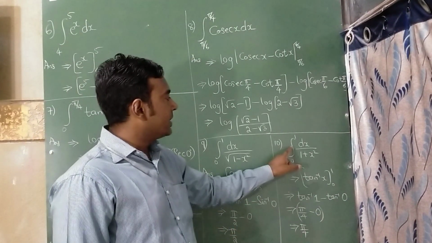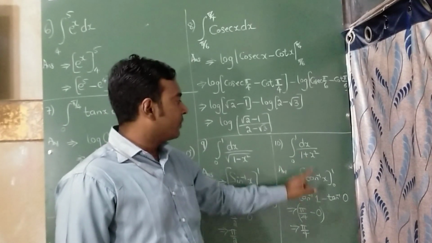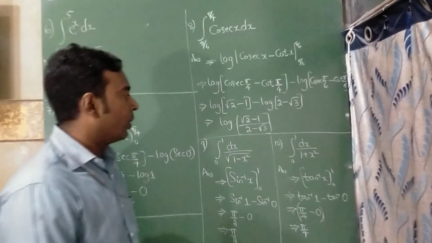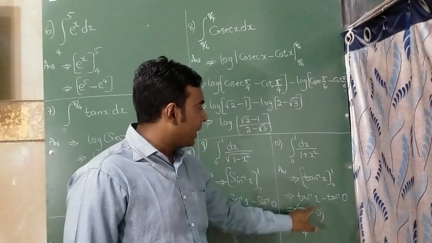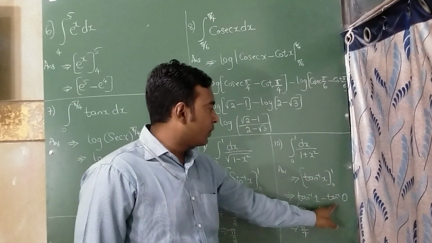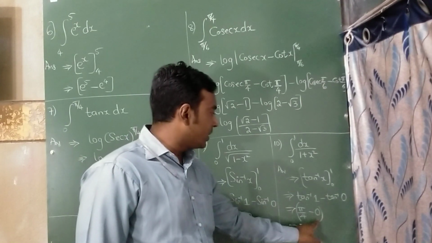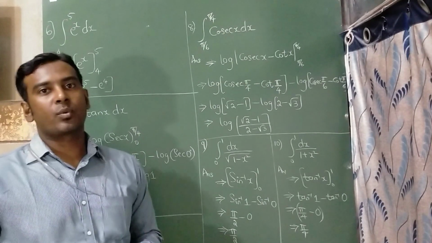Okay. Now 10th question is integration of dx upon 1 plus x square. So integration of this is tan inverse of x, and limits are 1 and 0. So tan inverse of upper limit 1 minus tan inverse of lower limit 0. So tan inverse of 1 is pi by 4 minus tan 0 is 0. So the final answer is pi by 4. Let's move on to the next question.